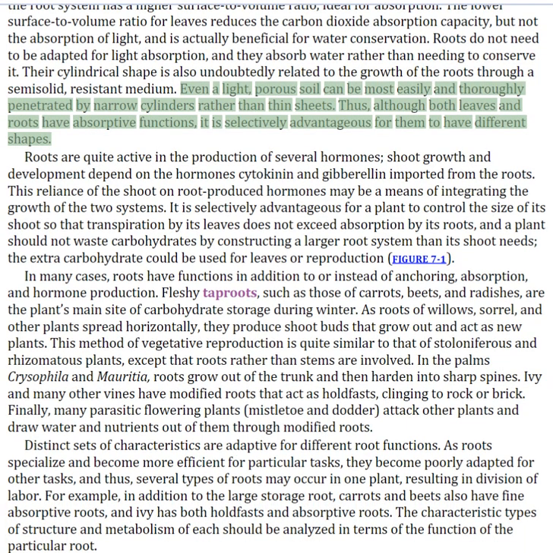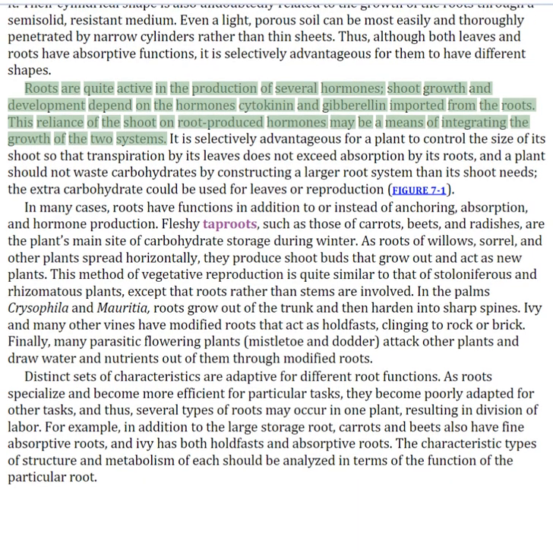Even a light, porous soil can be most easily and thoroughly penetrated by narrow cylinders rather than thin sheets. Thus, although both leaves and roots have absorptive functions, it is selectively advantageous for them to have different shapes. Roots are quite active in the production of several hormones. Shoot growth and development depend on the hormones cytokinin and gibberellin imported from the roots. This reliance of the shoot on root-produced hormones may be a means of integrating the growth of the two systems.